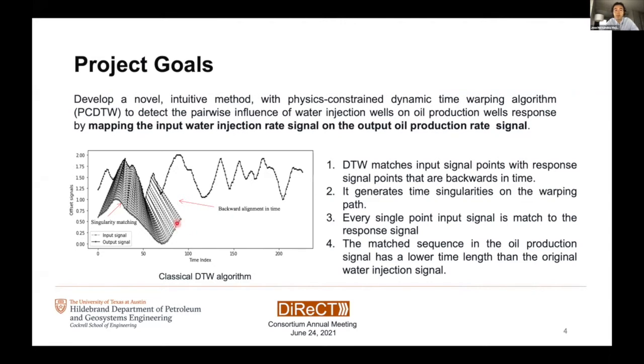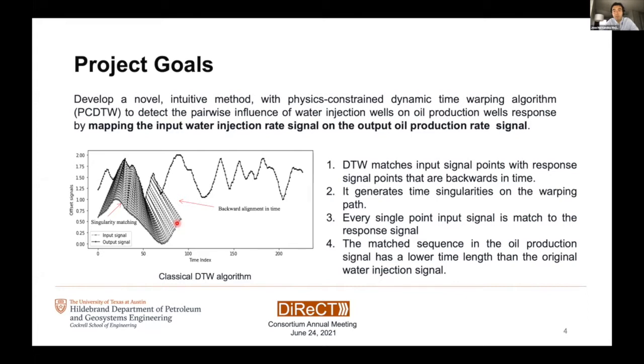Another problem that we found is that we generate singularity matchings. That means that multiple points were matched to a single point in the response signal and vice versa. While this may be true in geological settings, for fluid flow, this is not something that we want to obtain. So that was another shortcoming.